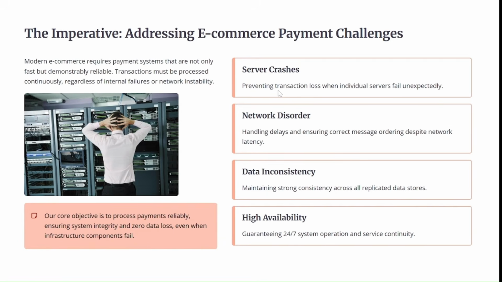Now let's look at the problem our system is designed to solve. In today's e-commerce environment, payments must be fast, secure, and continuously available. Even a minor failure can interrupt thousands of transactions and affect customer trust. Our main goal was to create a system that processes payments reliably with zero data loss even during network or server failures. To achieve this, we focused on preventing transaction loss, managing latency, maintaining strong data consistency, and ensuring 24/7 uptime. Next, I'll explain how our system architecture supports these goals.